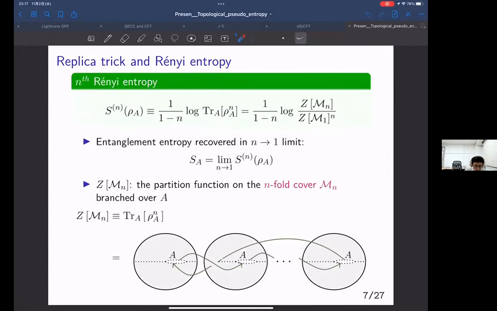Now to calculate the entanglement entropy, let's use the so-called replica trick. The replica trick means that you start with the Renyi entropy, a one-parameter generalization of the entanglement entropy, defined in this way. If you take the n goes to one limit, then you end up with the entanglement entropy. This is actually easier to calculate because there is no log rho here. You only have the log of the trace of rho to the n. So this is very easy to calculate.